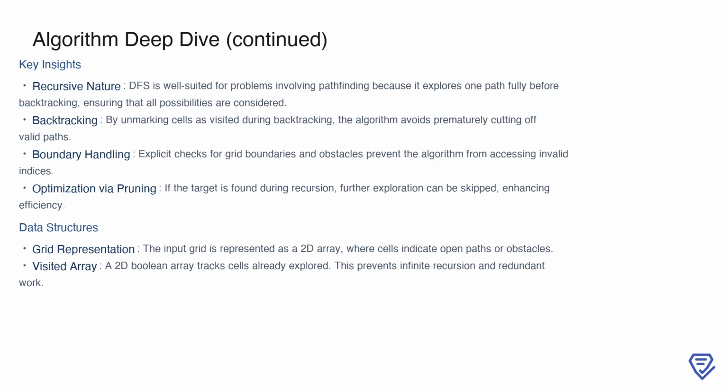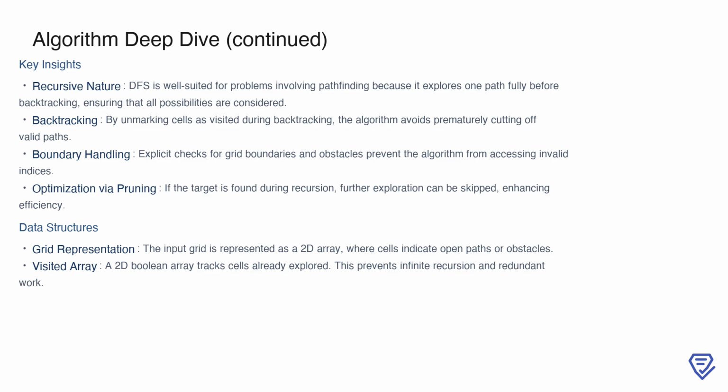There are several key insights to keep in mind when analyzing this algorithm. First, the recursive nature of DFS makes it an excellent choice for solving pathfinding problems, as it fully explores one path before backtracking to examine others. The use of backtracking ensures that all potential paths are considered, as it prevents the algorithm from prematurely marking cells as unavailable. Additionally, boundary handling is critical to avoid accessing invalid indices in the grid. By explicitly checking for grid boundaries and obstacles, the algorithm avoids unnecessary errors.